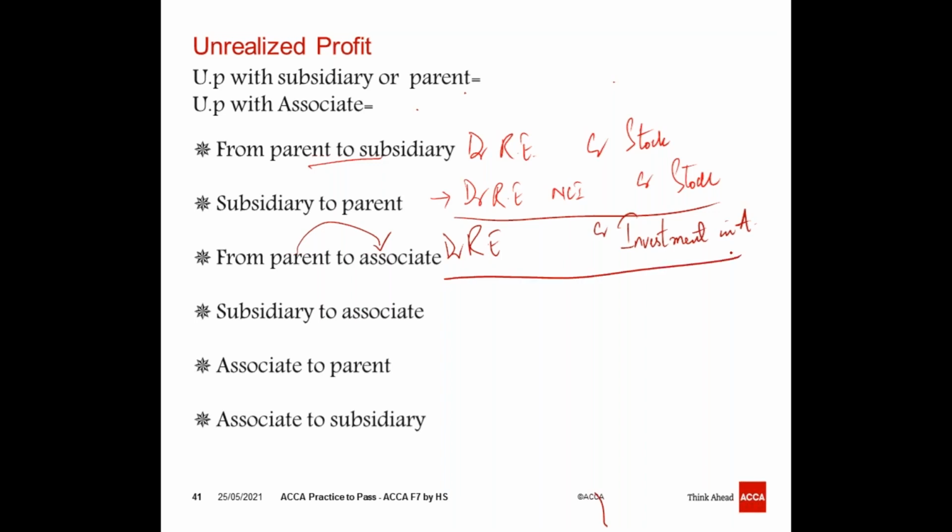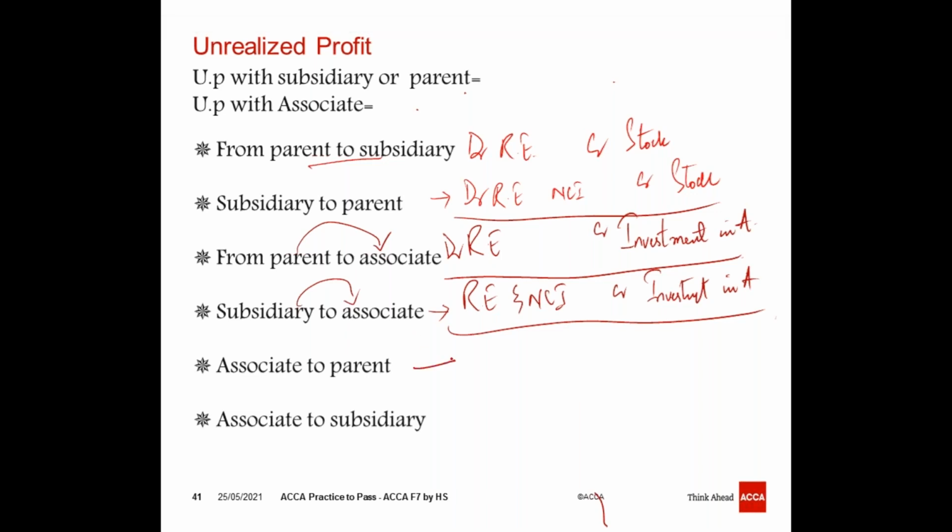If the subsidiary company is selling goods to the associate company, the accounting entry will be retained earnings debit and NCI debit and investment in associate credit. So you should know the impact of the transaction with the associate and unrealized profit.